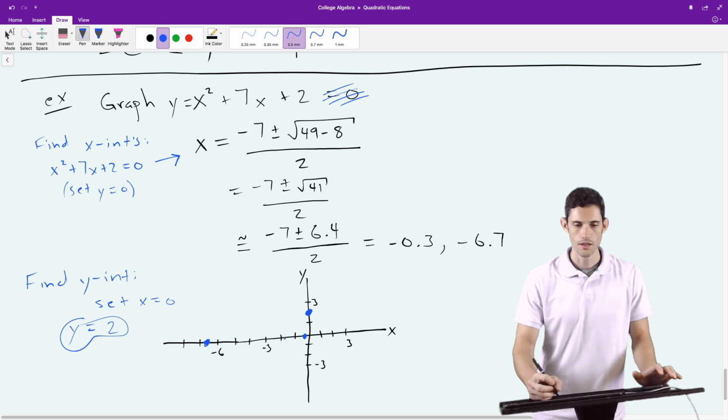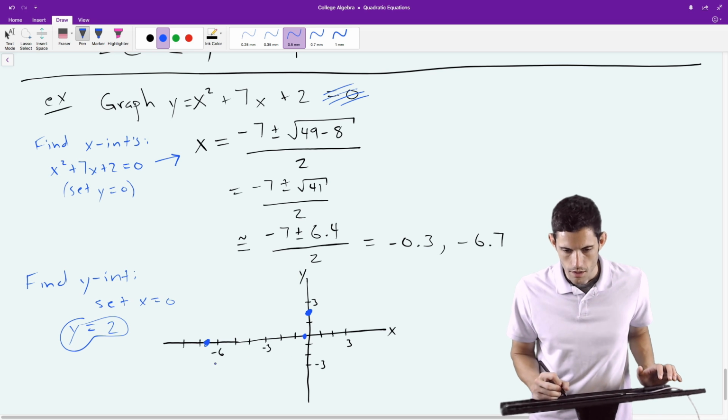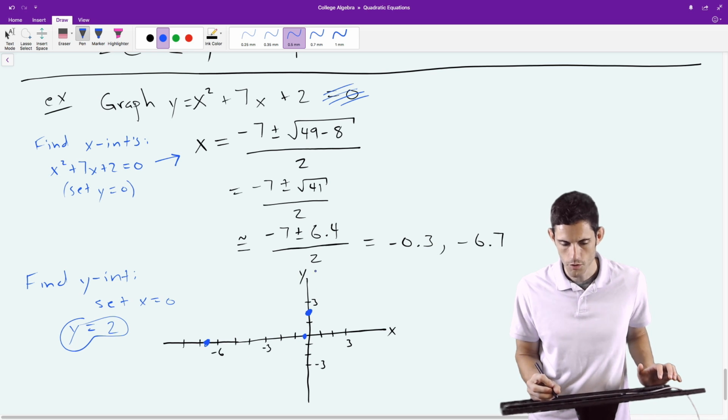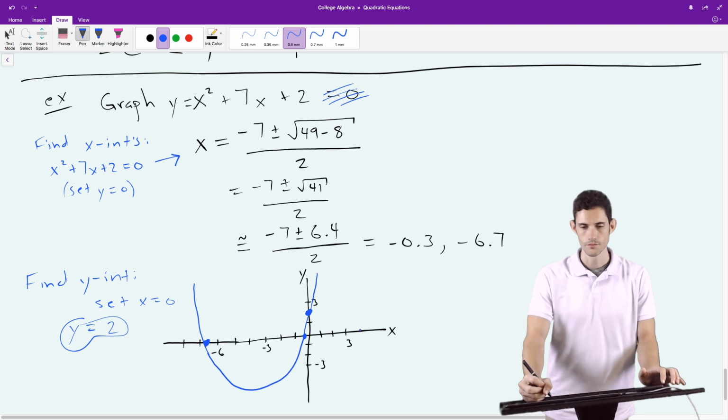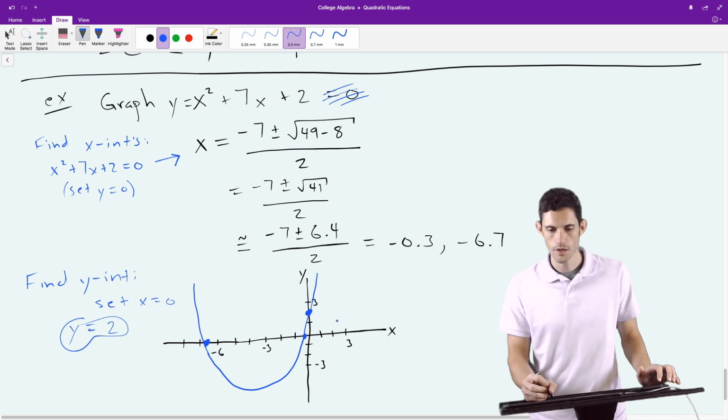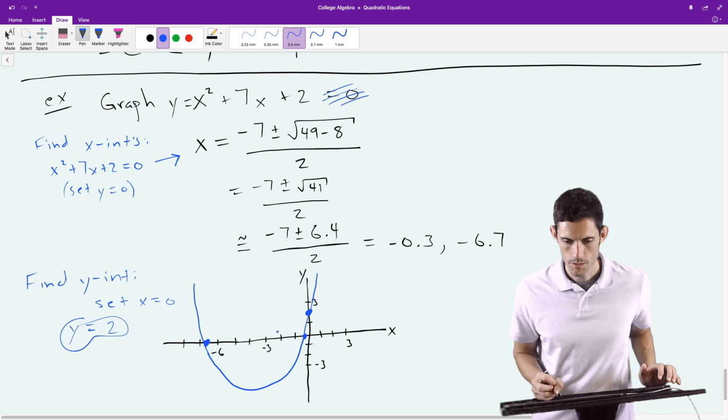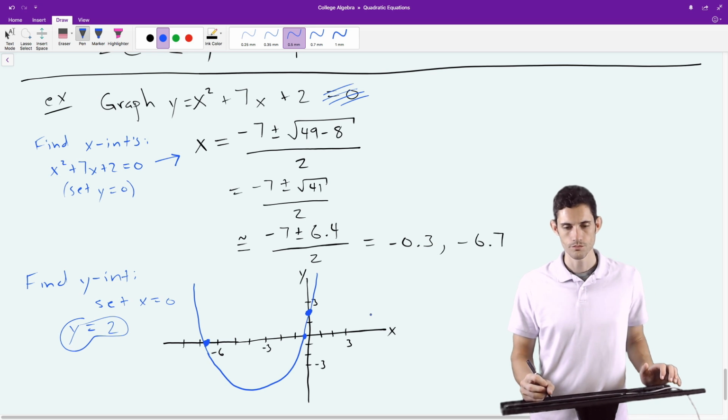Okay, so you can kind of see how this parabola is going to look. It's going to curve, it's going to hit these 2 points and continue up this way. So I'll try to sketch that. Kind of missed there. But it looks something like that. It's curved up, A is positive, it hits my 2 x-intercepts, and it hits my y-intercept.